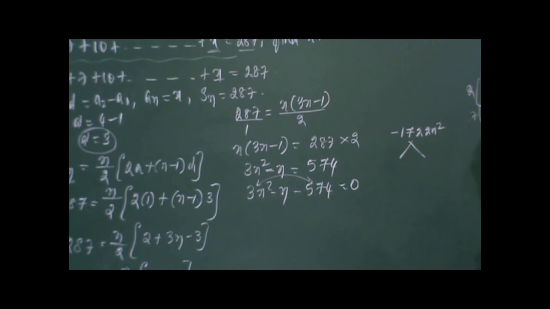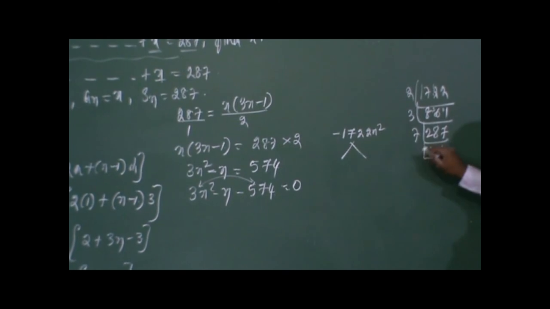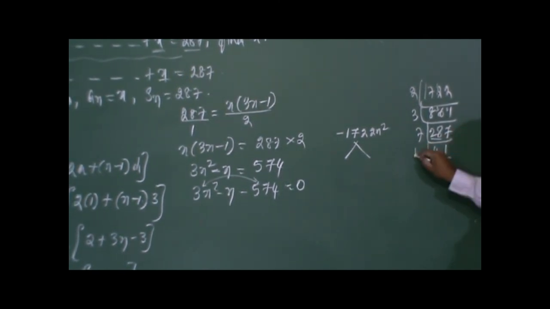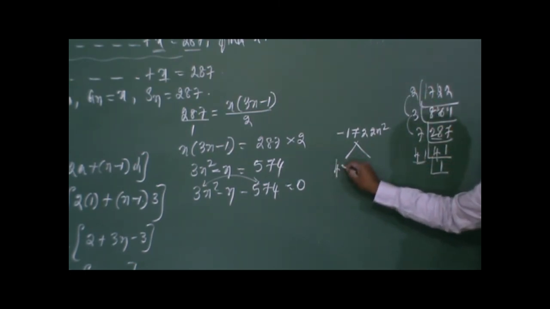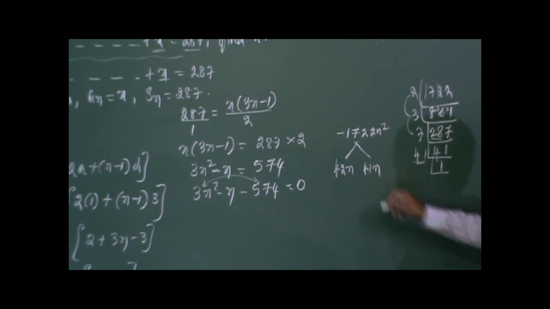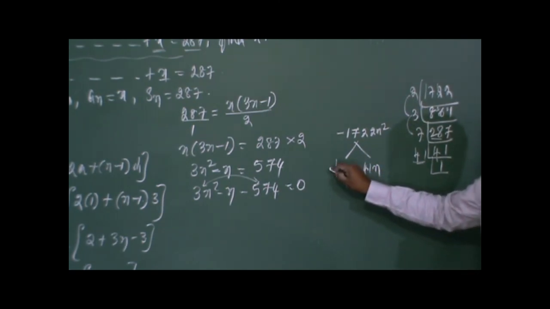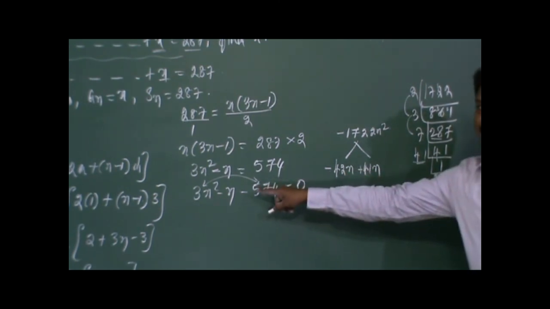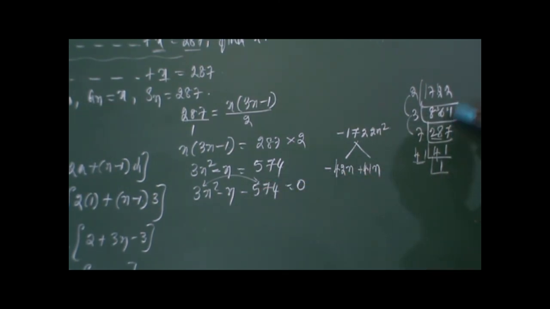Seven threes are 21. Seven fours are 28, and seven ones are 7. So 41 is there. Here two threes are 6, six sevens are 42. And 41, so the difference is there, 42n, 41n. So we have to give minus 42n as the negative sign and this as positive, because we have to get minus 1n there. So this is the trial and error method.